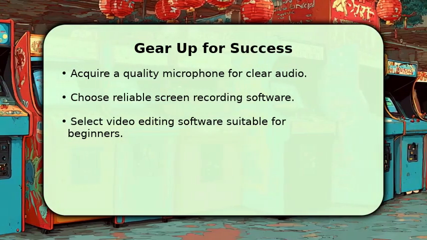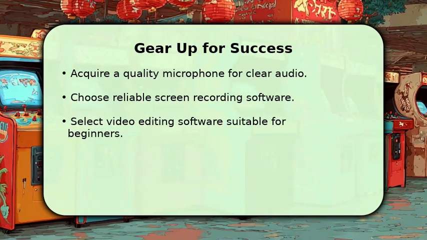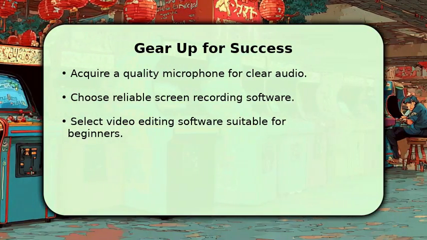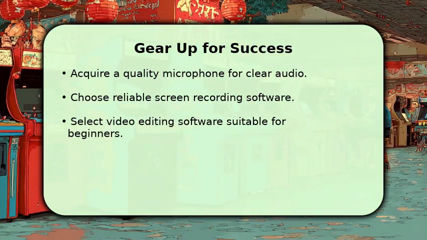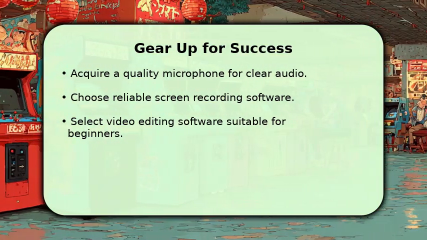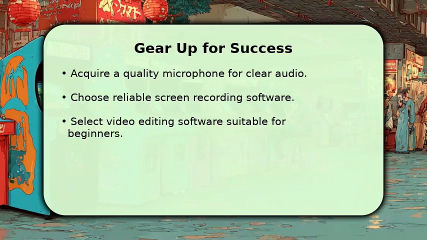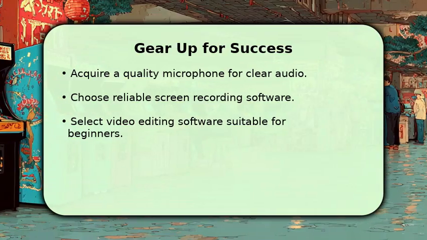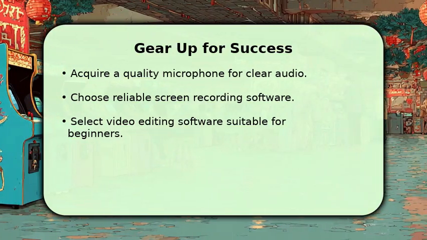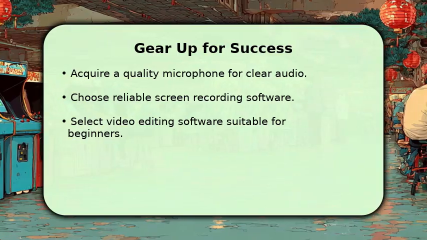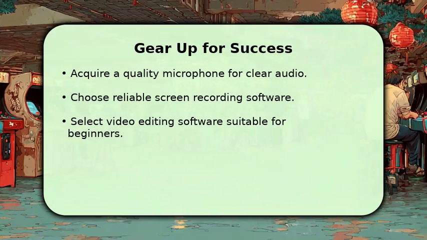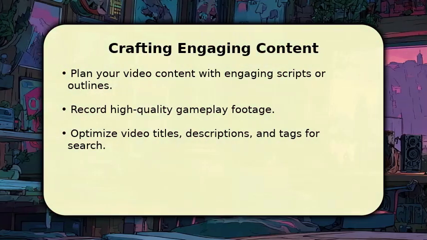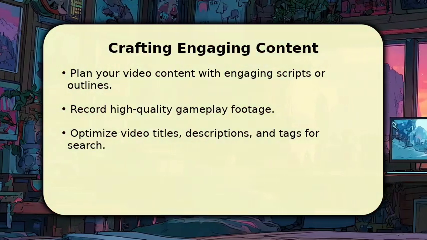Next, let's talk about the essential gear. A good quality microphone is paramount for clear audio, making your videos much more engaging. Consider options like a USB condenser mic, which offers excellent sound for around $50 to $100. For screen recording, software like OBS Studio is a free and powerful choice. Finally, select user-friendly video editing software such as DaVinci Resolve, which is also free, or a paid option like Adobe Premiere Pro.